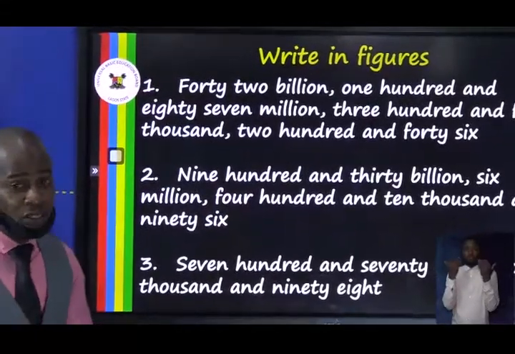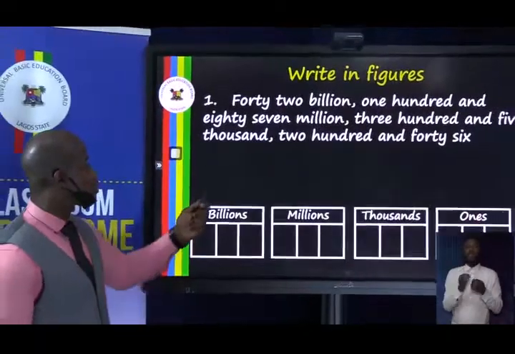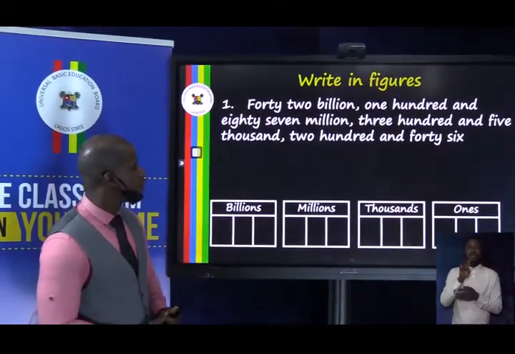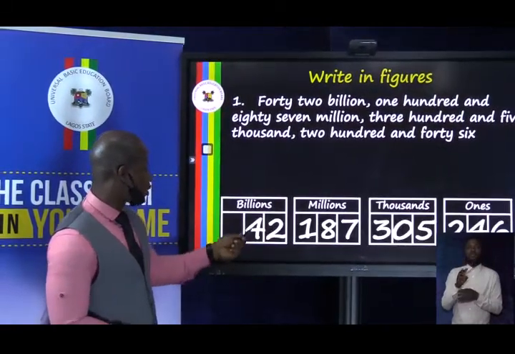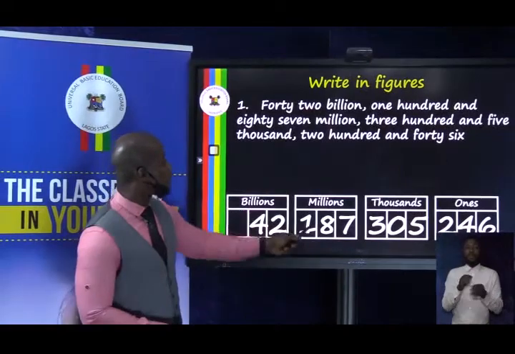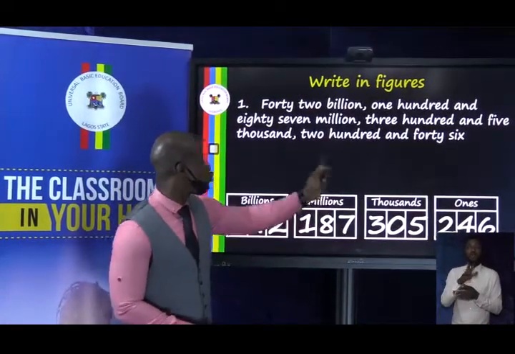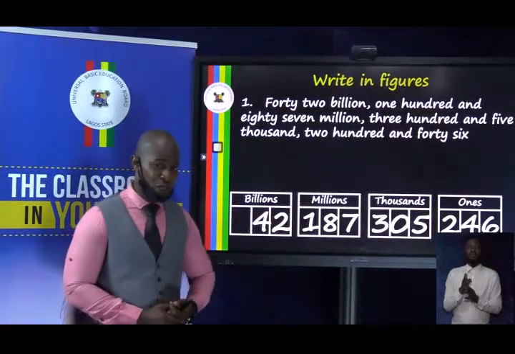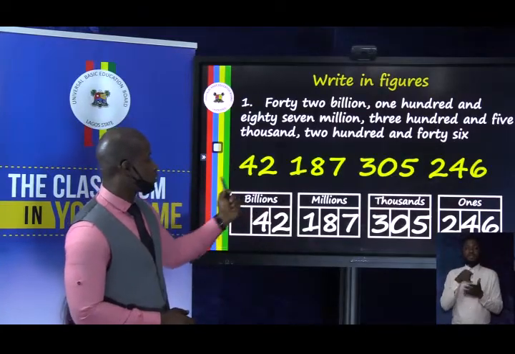Alrighty then, eyes on me. Let's see how these are done. The first one says 42,187,305,246. So we just put 42 under billion, 187 under million, 305 under thousand, and 246. This is pretty straightforward and it is easy. I hope you got that right. Good job, you. That is it.